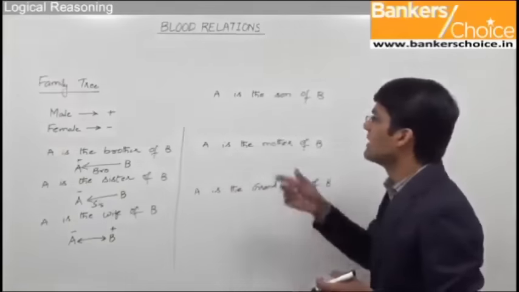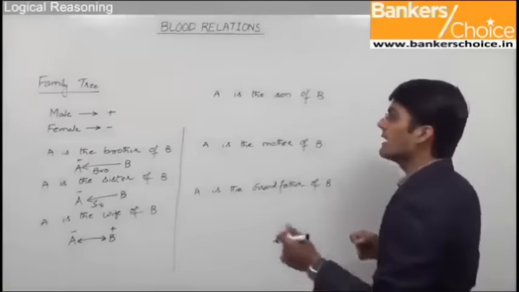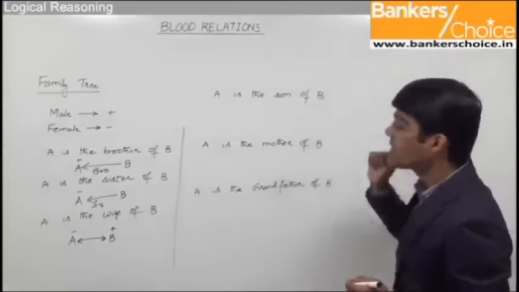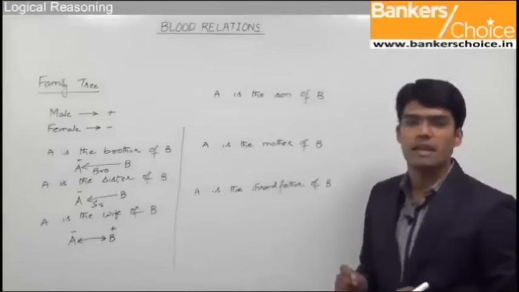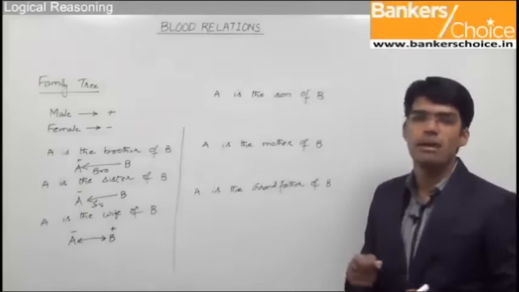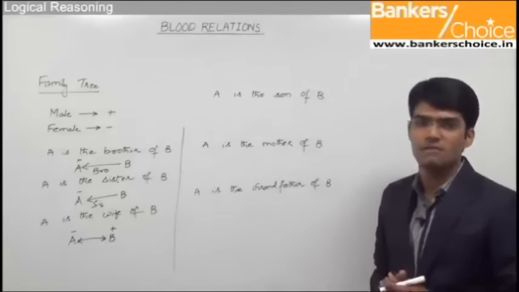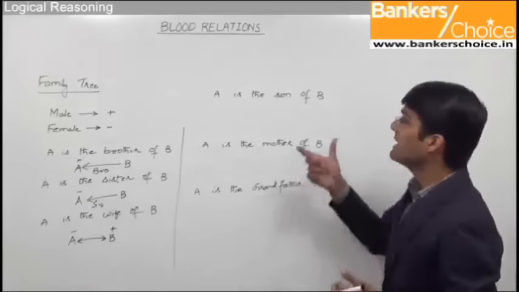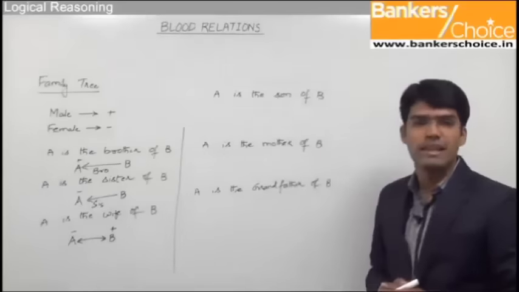Let us understand that. For example, A is the son of B. Here very clearly we know that A is a male person as he is the son, but the gender of B is not known. We can only say that B is the parent of A, but whether B is a male parent or a female parent is not clear. So we cannot talk about the gender of B. But the other point which we can understand from this statement is there is a generation gap of 1 between these two persons A and B.